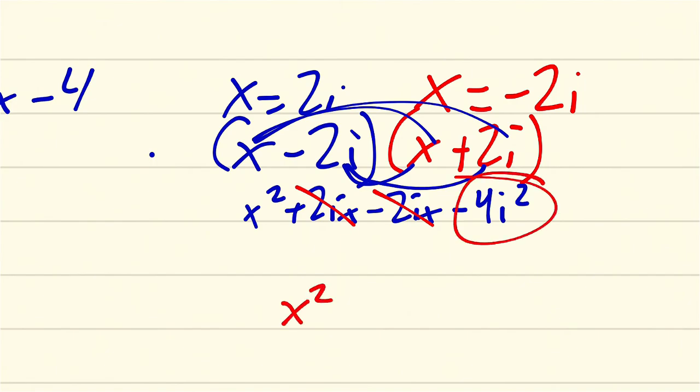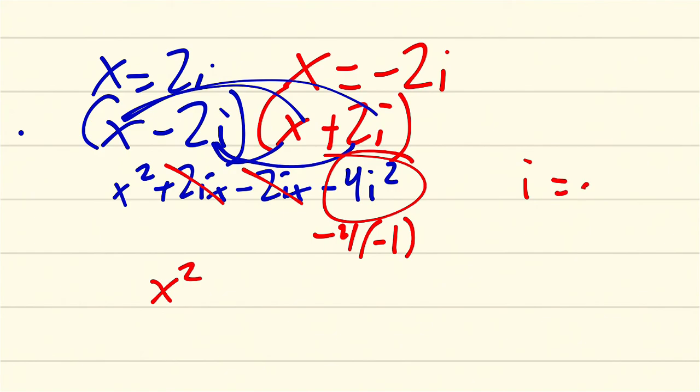Now negative 4i squared, that's the same as negative 4 times negative 1. Remember, since i is the square root of negative 1, squaring both sides, we'd just have i squared equals negative 1. So anytime you see i squared, you can replace it with negative 1. So minus 4 times i squared is minus 4 times negative 1, which really just gives us plus 4.